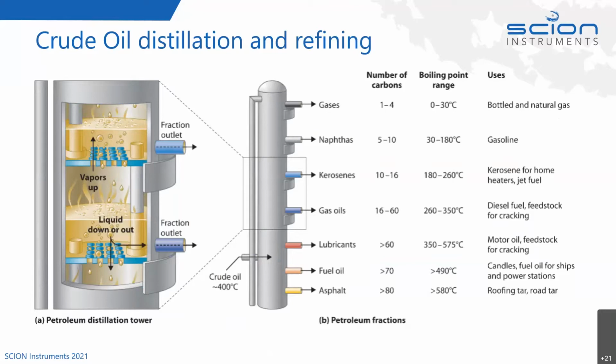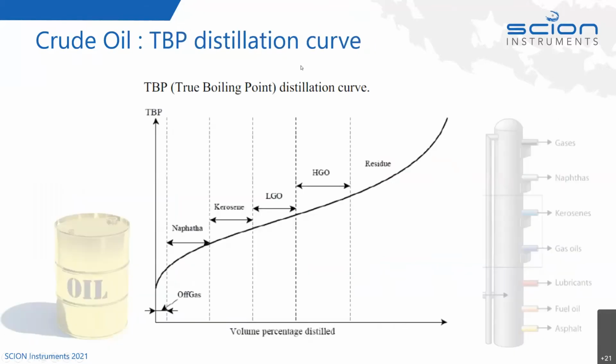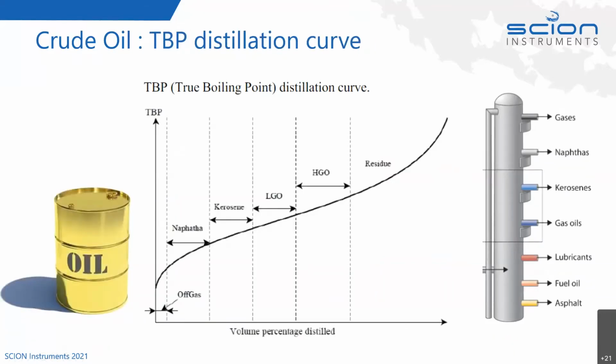Oil is a natural product. It's varied in substance. So here we have in the middle what's called the true boiling point distillation curve for a crude oil. Crude oil is a natural substance, and different oils will have different distillation curves. This plots the volume percentage distilled, the component cut points for our naphthas, the kerosenes, light gas oils, heavy gas oils, and the remaining residues.